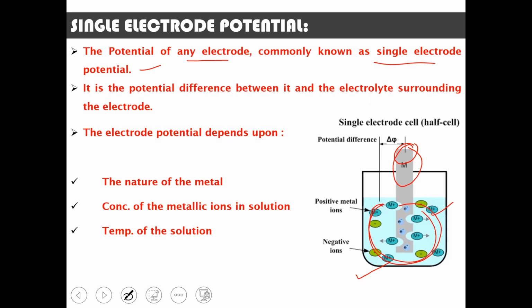The single electrode potential depends upon three major conditions. The first one is the nature of the metal. The next one is the concentration of the metallic ions present in the solution. And the last one is temperature, which also affects the single electrode potential. So these are the three conditions which affect the single electrode potential: the nature of the metal, the concentration of the metallic ions present in the solution, and temperature.